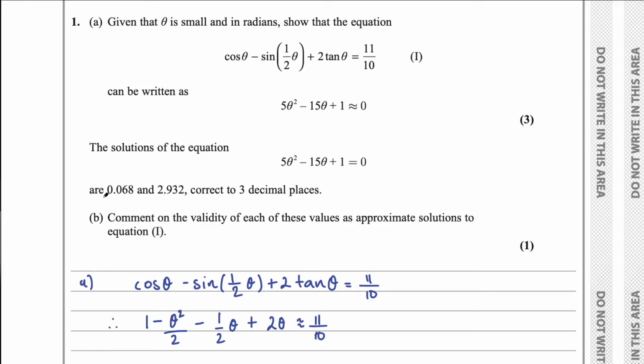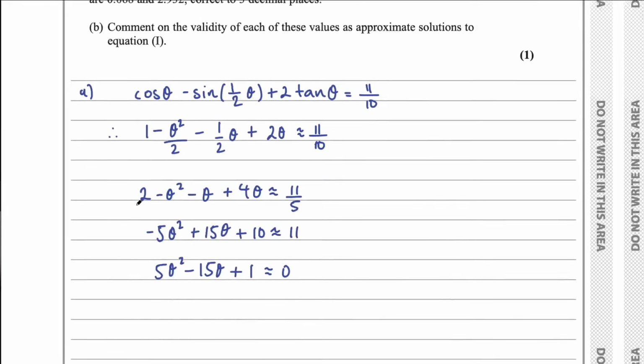Okay, so, well, remember this is a small angle approximation, so we need the angle to be small, and we're talking about radians, so 2.9 in radians, that's getting close to 180 degrees, so that's definitely not a small angle. 0.068 in radians would classify as a small angle, so this one could be a valid approximate solution.